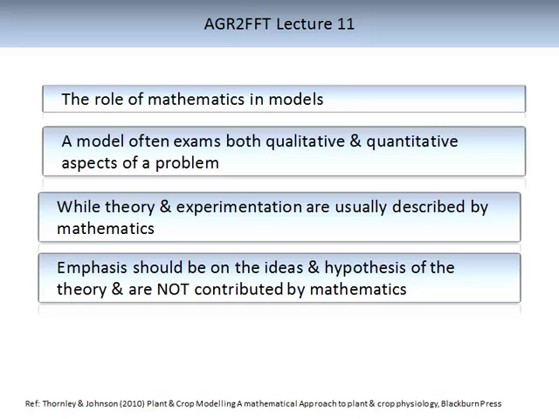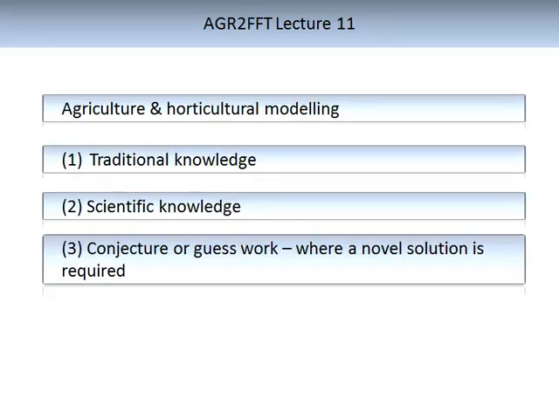This means that you can get a mathematical equation which doesn't necessarily underpin any phenological or physiological aspect of your system. And this is what Thornley and Johnson in their 2010 plant and crop modelling were relating to. Models in agriculture and horticulture are used for three main purposes. There is reaffirming or building on traditional knowledge. There is scientific knowledge. And it is also used as conjecture or guesswork where a novel solution is required.